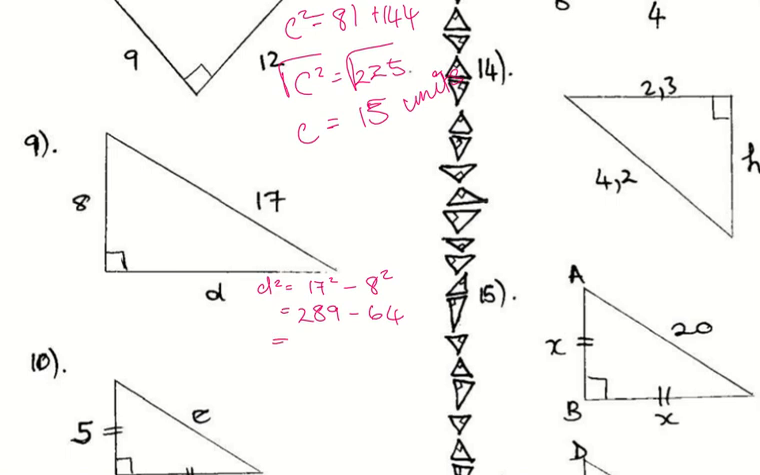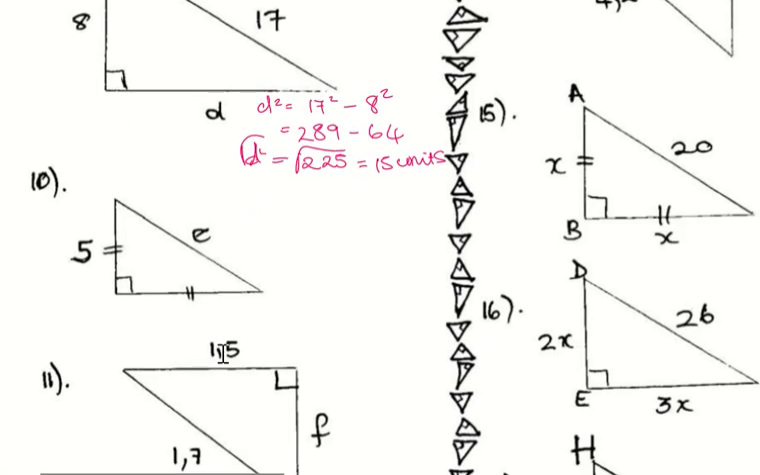The difference between that is 225. That number looks familiar. I just saw it in the previous one, so therefore I say D squared, that is the square root. D is equals to 15 units.